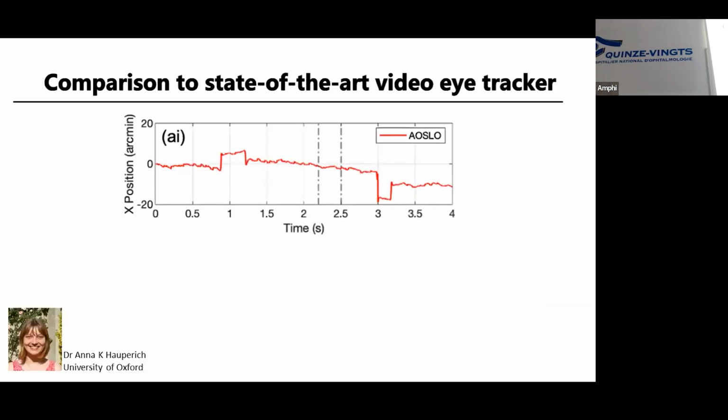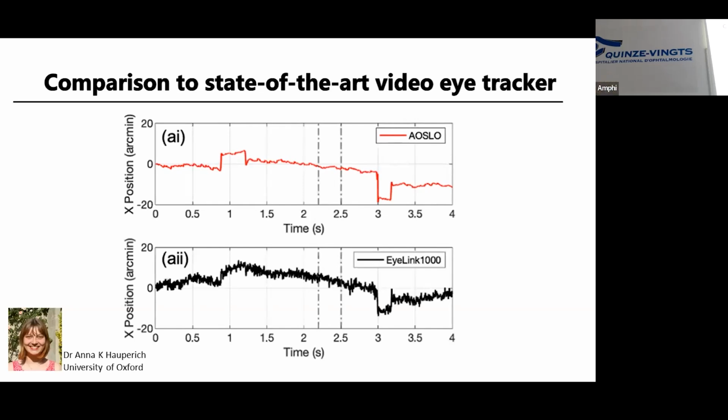And so just to show you, here's an example trace from an AOSLO alone. This was the system we developed in Oxford. And if we compare that to the standard video-based eye tracker that people use, which is the iLink 1000, you can see a clear difference in terms of the precision of the measurement. There's about an order of magnitude difference, at least, between these two. And in fact, you can see just after 1 second in the AOSLO trace, there's a clear microsaccade that's a bit more difficult to detect in the iLink.